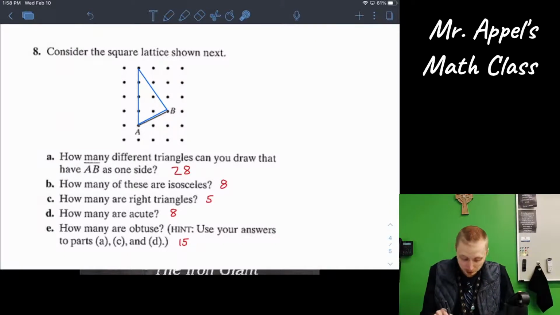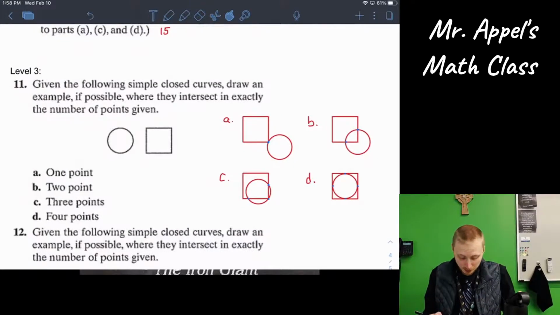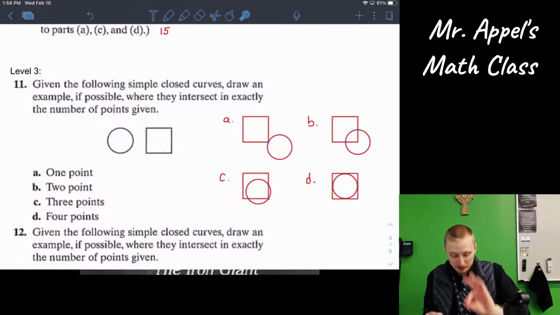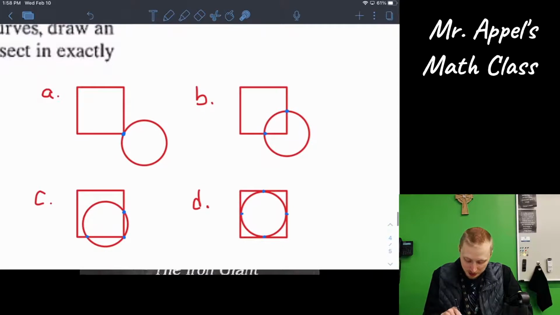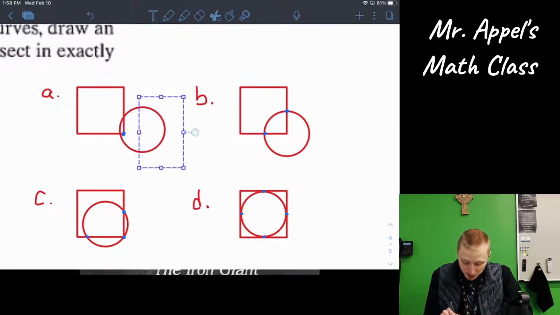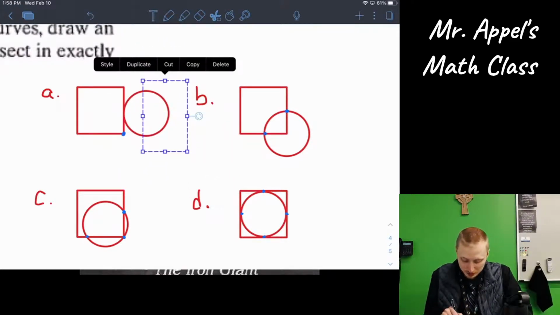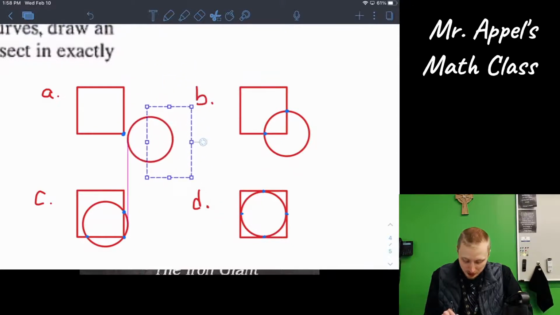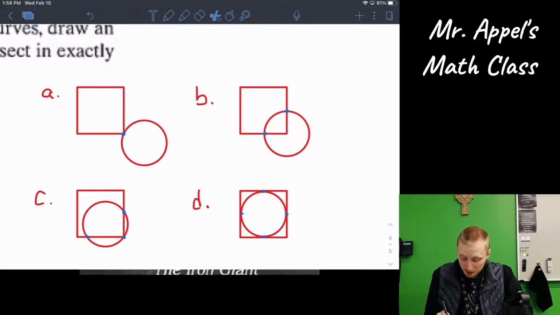All right, level 3 then had 2 problems very similar to each other. We want to find out how, if possible, these 2 could intersect in the exact number of points. So here they are, square and circle intersecting at 1 point. Very easy to do right there, and that's not the only way to do it. It doesn't have to be the corner. You could have it at any other corner. You could have it right on the side and make it tangent to, and then it could be anywhere along either side. Okay. 2 points, gotta go inside like this.